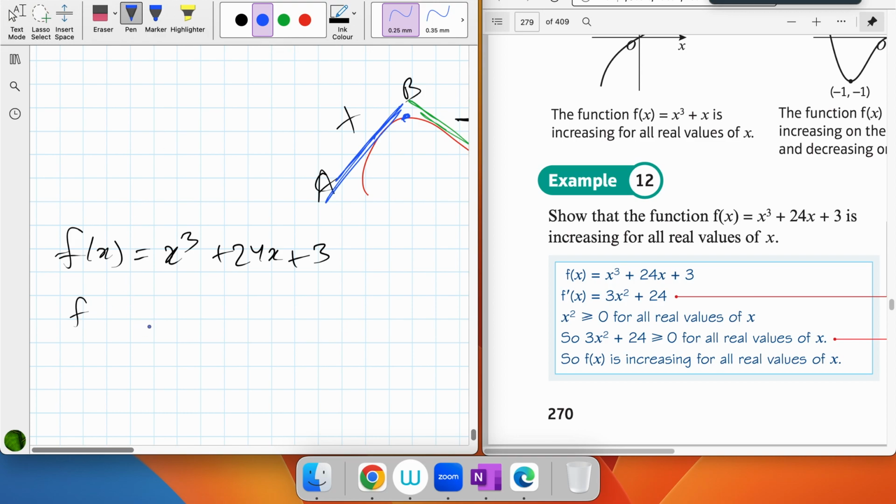Sorry about that. Okay, I'm going for differentiation. Why? I need to check if it is increasing or decreasing. So f dash of x is 3x square plus 24. Do you agree with this or not? Till now, is this differentiation correct?